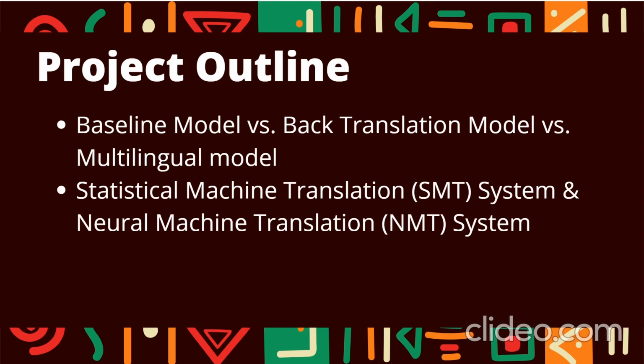As such, our project compared three types of machine translation systems, namely a baseline system, a back-translated system, and a multilingual system. The baseline system saw us simply train machine translation systems using data sourced from online databases such as the Sadler Repo and MEMAT project.